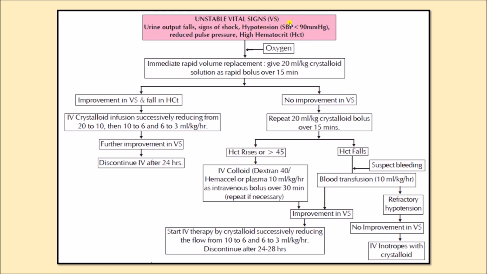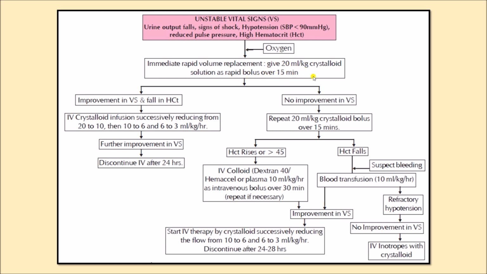So we have unstable vital signs where the urine output is low, there are signs of shock, there is hypotension, so BP is low, less than 90 millimeter of systolic blood pressure, reduced pulse pressure, as well as high hematocrit value. The patient must be given oxygen therapy. It is important. Immediate rapid volume replacement. We start with crystalloid, but the rate is 20 ml per kg, and it is given as bolus over 15 minutes. So as you can see here, a high amount of crystalloid solution is given as bolus in a duration of only 15 minutes.